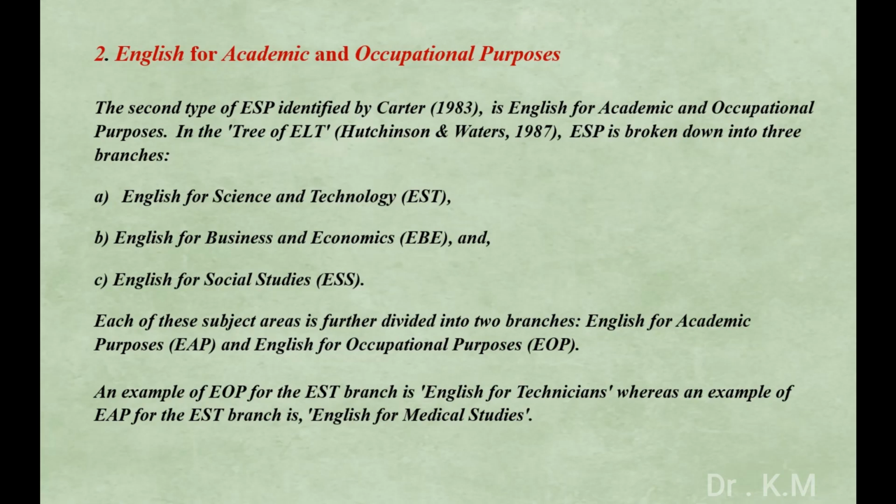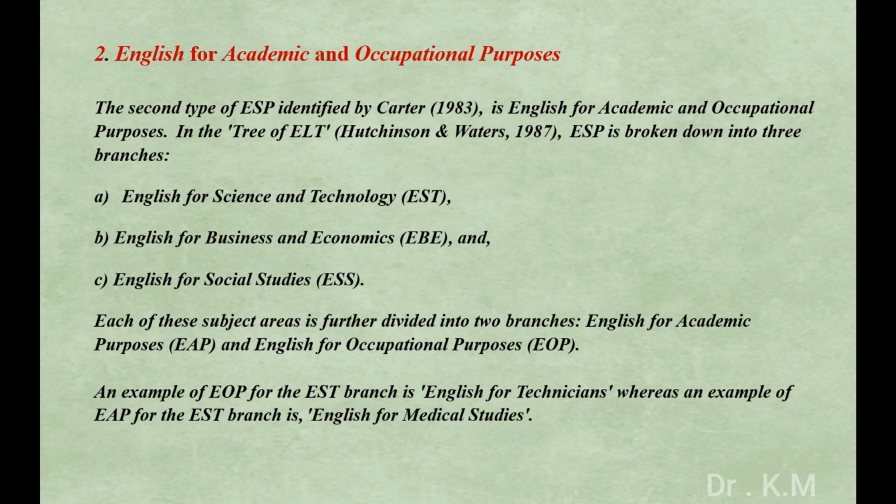2. English for academic and occupational purposes. The second type of ESP identified by Carter, 1983, is English for academic and occupational purposes. In the tree of ELT, Hutchinson and Waters, 1987, ESP is broken down into 3 branches. A. English for science and technology, EST. B. English for business and economics, EBE, and C. English for social studies, ESS.